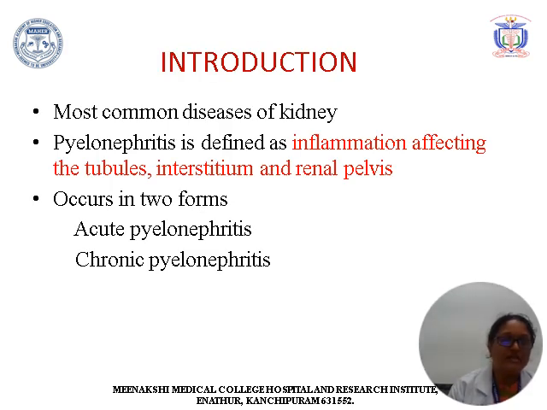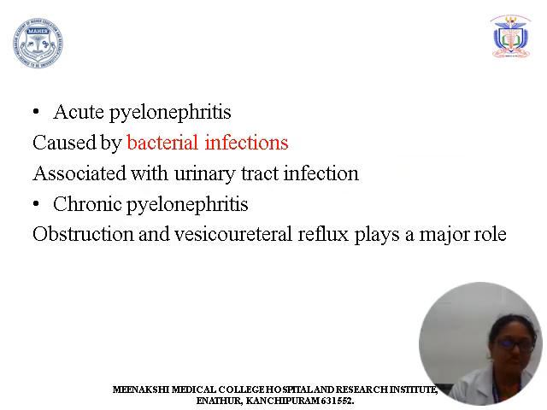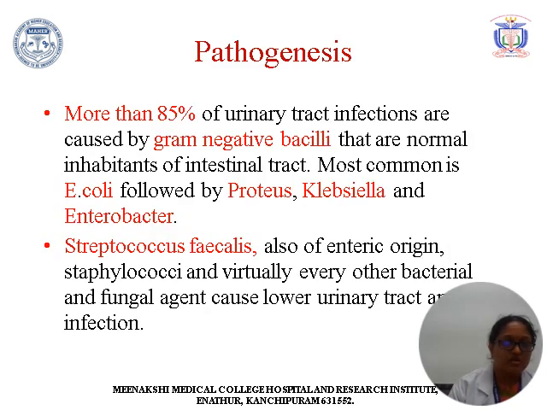Introduction. It is the most common disease of the kidney. Pyelonephritis is defined as inflammation affecting the tubules, interstitium and renal pelvis. It occurs in two forms, acute pyelonephritis and chronic pyelonephritis. Acute pyelonephritis is caused by bacterial infection and is associated with urinary tract infection, whereas in chronic pyelonephritis, obstruction and vesico-ureteral reflux play a major role.